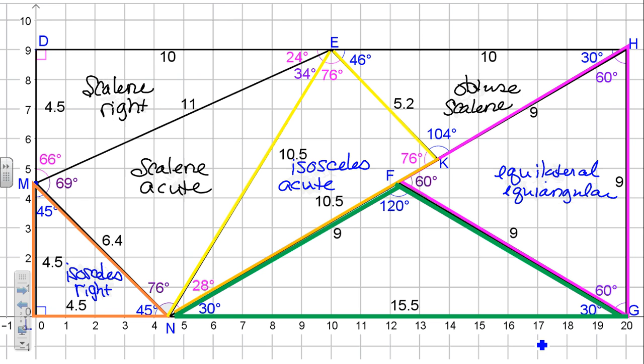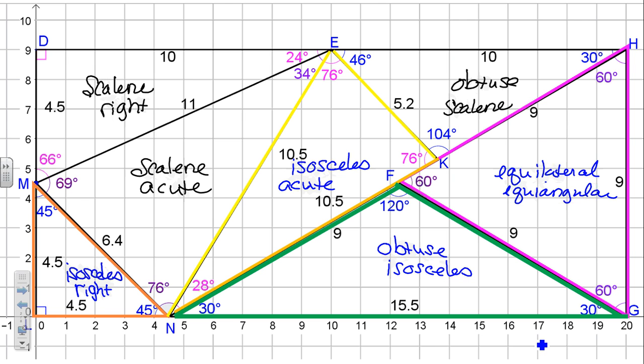Equilateral and equiangular. Equiangular means that it has all three angles equal as well. So it's both equilateral, has all three sides equal, and it has all three angles equal as well. Okay? How about the green one? This one, green, is what? Obtuse. Okay. Isosceles. Isosceles.